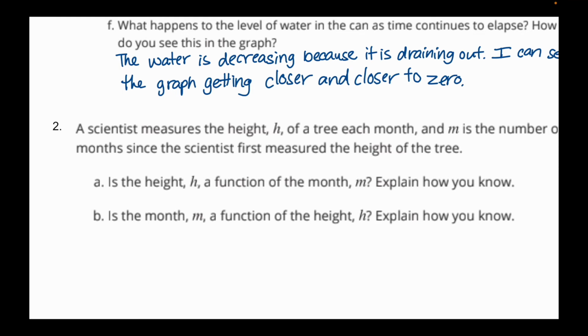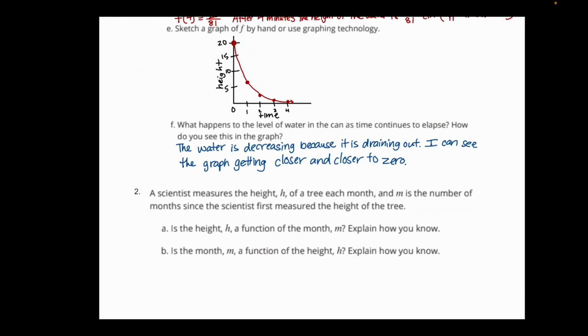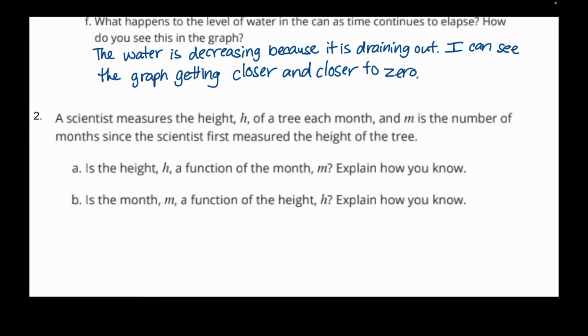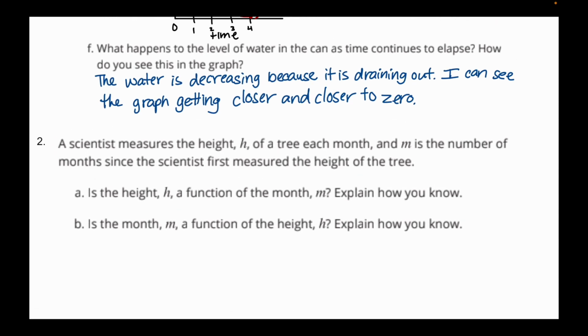So if we agree, then we're going to explain why we agree. And if we disagree, we're going to explain why we disagree. So in this case, is height a function of time? Just the same way as with our water, or the height of the water in the can, I would agree that this height is a function of time. So I'm going to say yes. The tree can only be one height at a time.